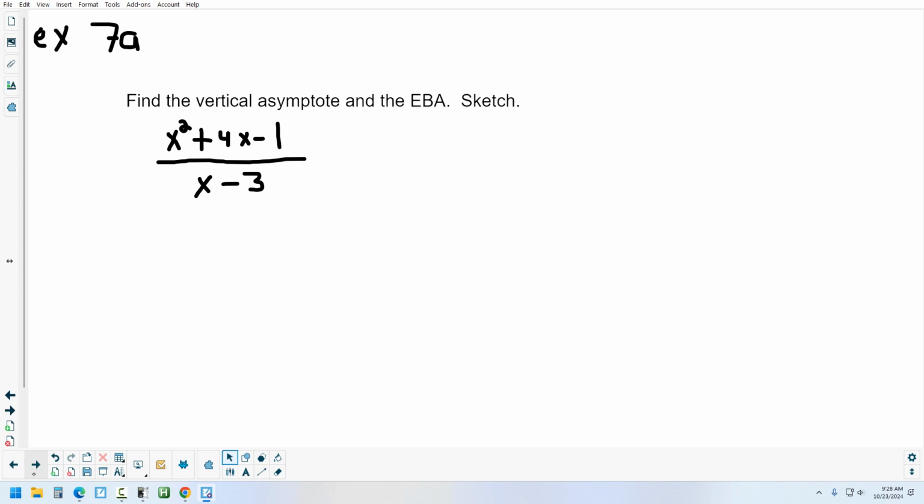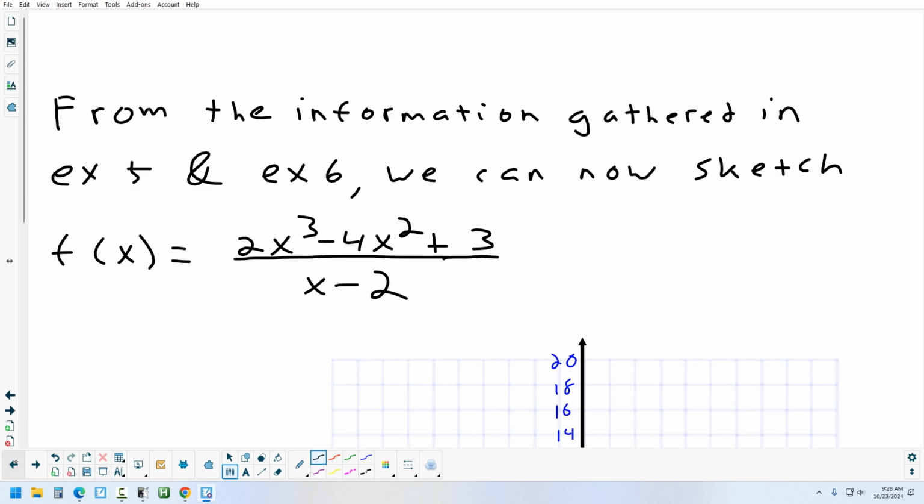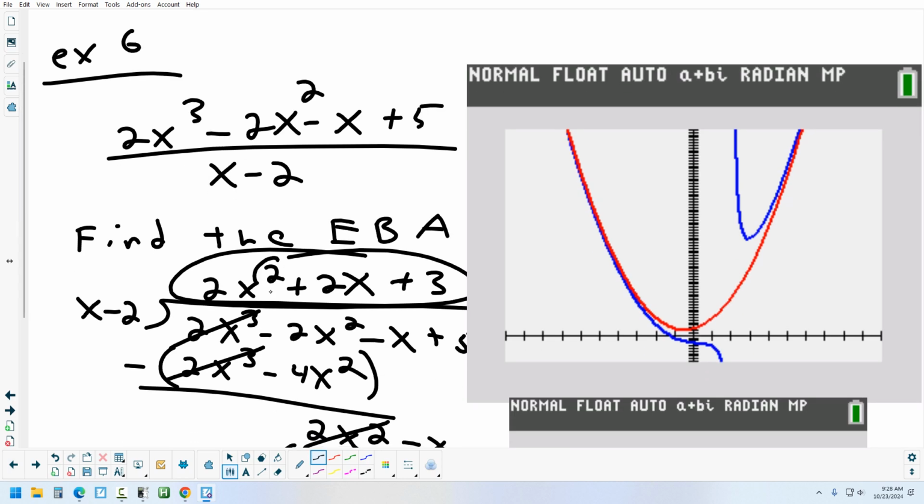Okay, so actually it wants to do 2 things here. Find the vertical asymptote and the EBA. Now, let me just explain something. What's the exponent on the x in the bottom? 1. What's the exponent on the x in the top? 2. What's the difference between a 1 and a 2? The difference is a 1. Look back at the one we just did. What's the exponent in the top? 3. What's the exponent in the bottom? 1. What's the difference between a 1 and a 3? 2. We had a difference of 2. That's why when we found the EBA, there was a 2.